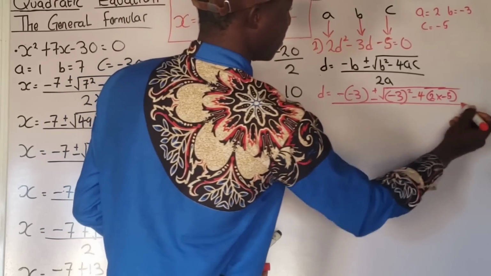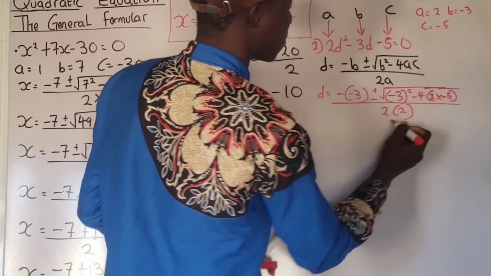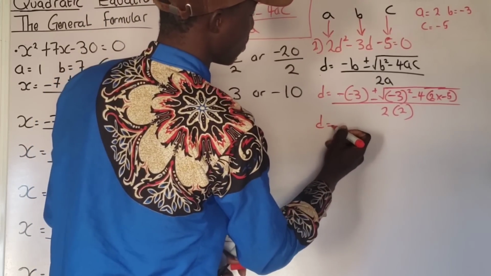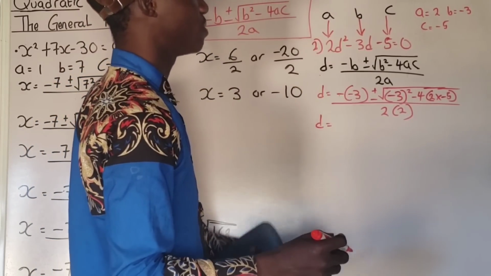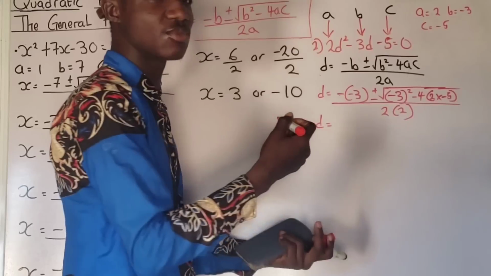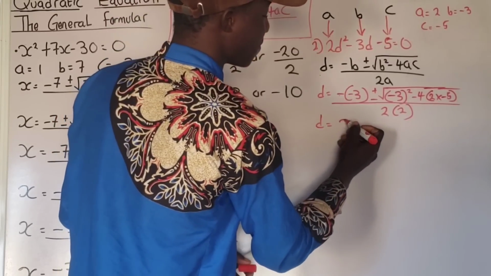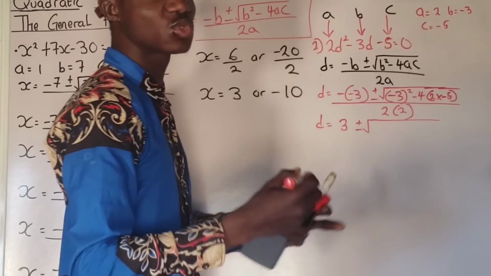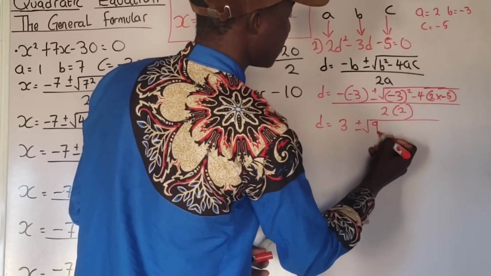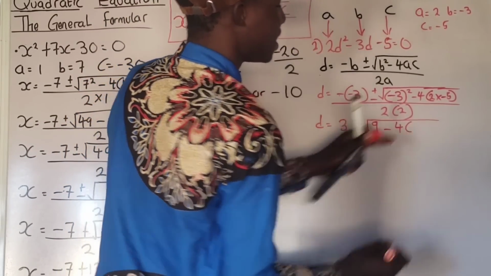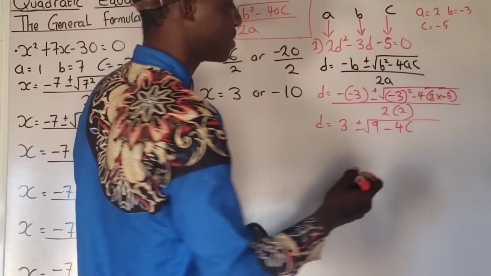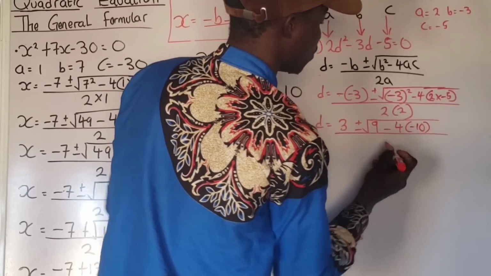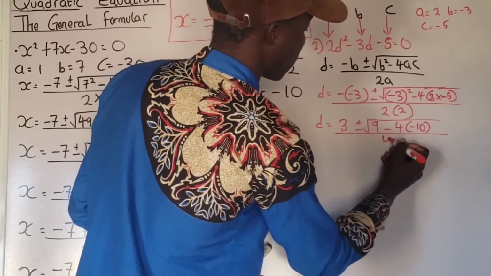All over 2 multiplied by 2, because A is 2. So D equals negative times negative, that will be 3. -3 times -1, that will be 3. I'm going to have 3 plus or minus the square root of, now -3 squared is 9. So I'm going to have 9 minus 4 into bracket -5 times 2, that will be -10. So I'm going to have -10 here, all over 2 times 2, which is 4. So I'm going to have 4 in this place.